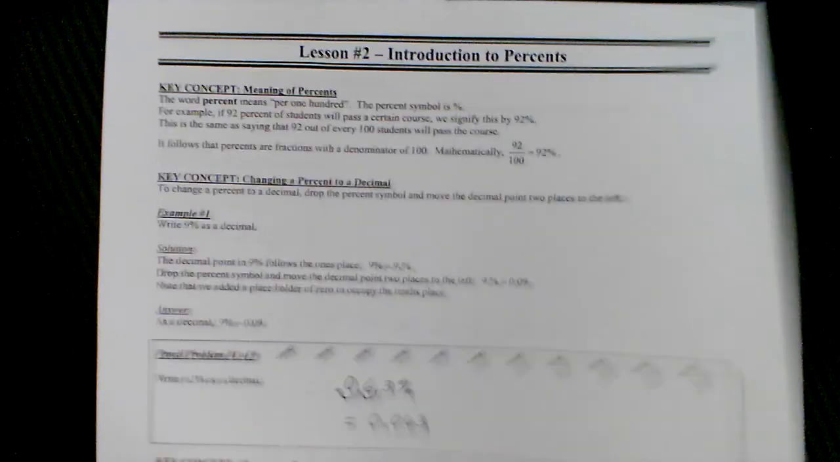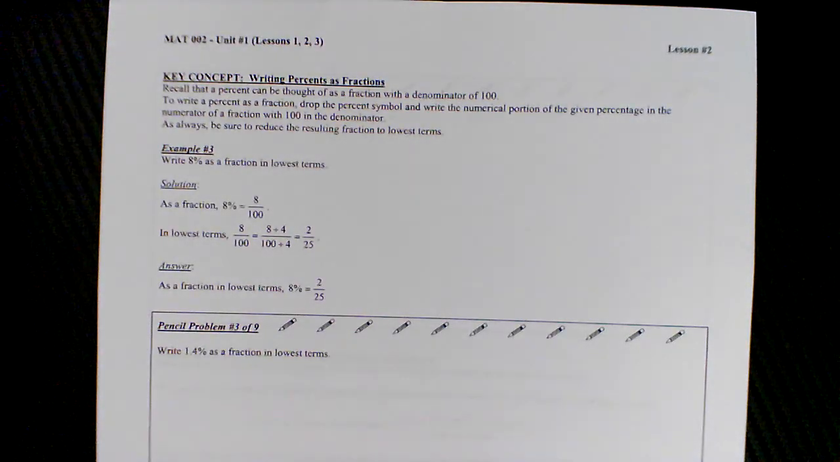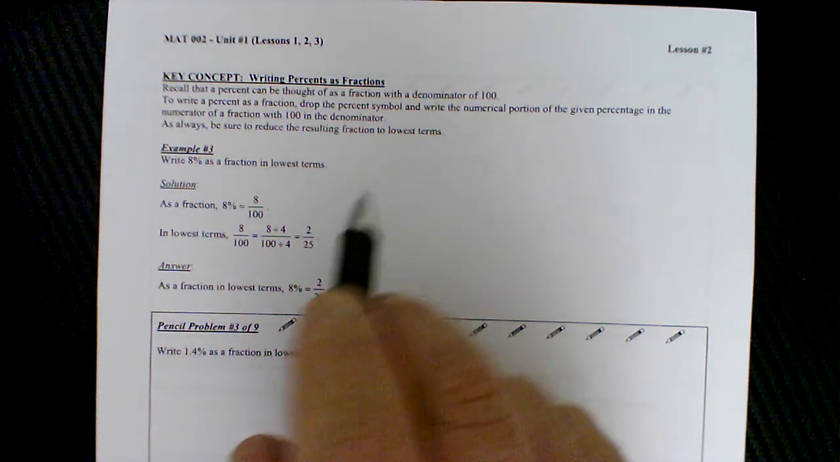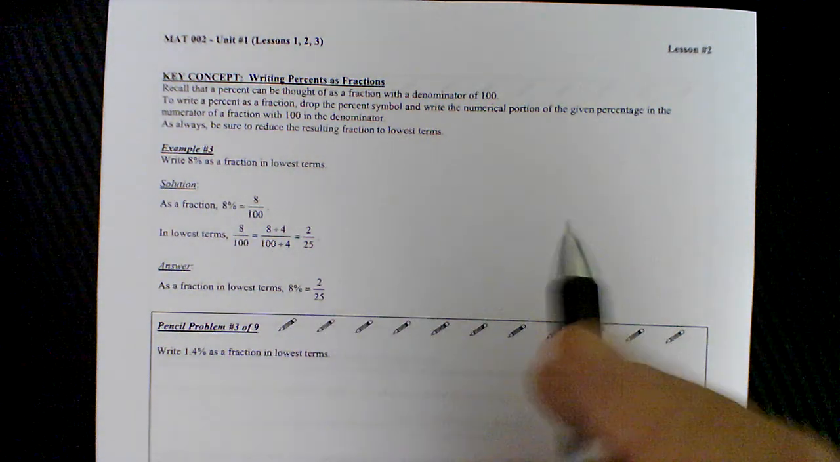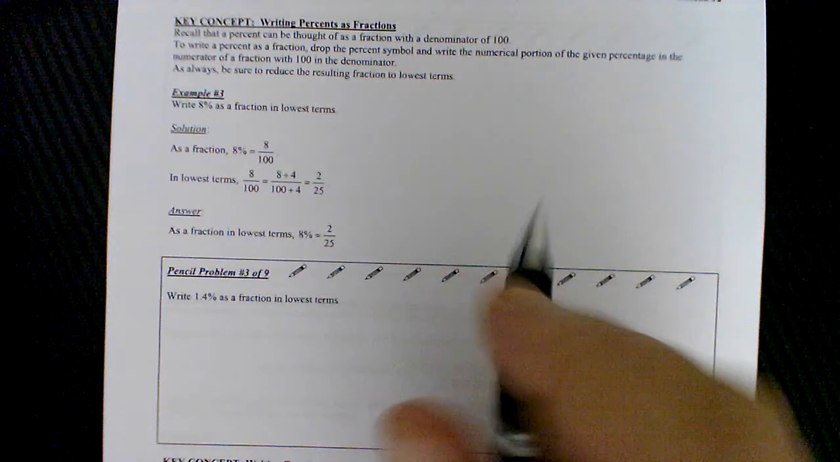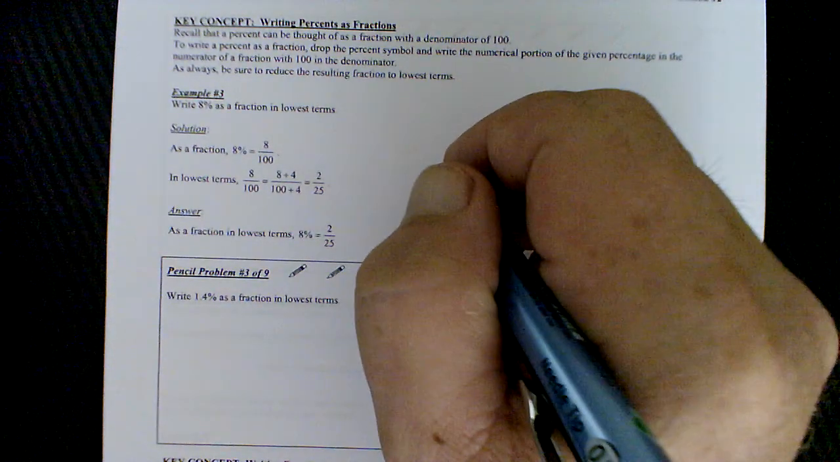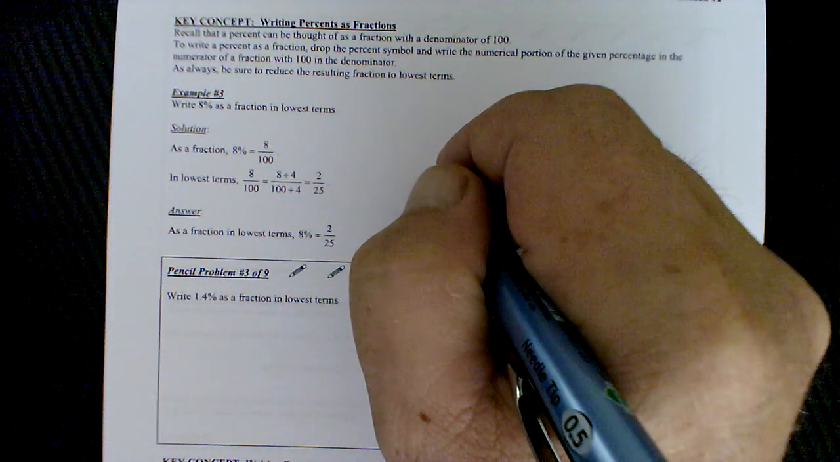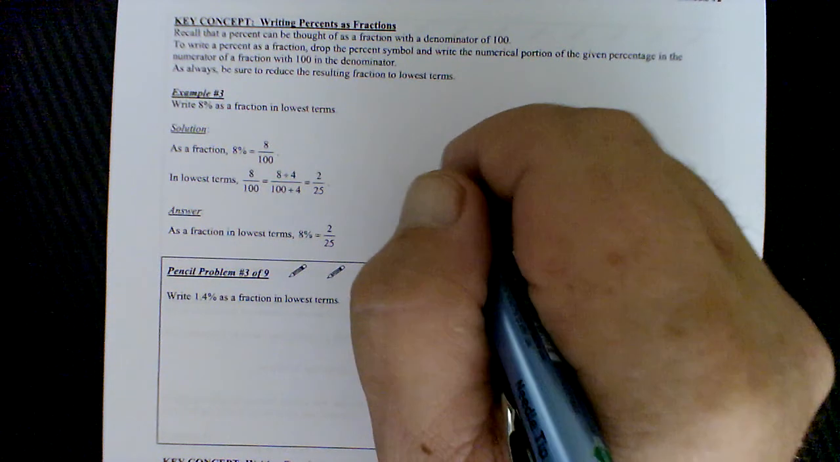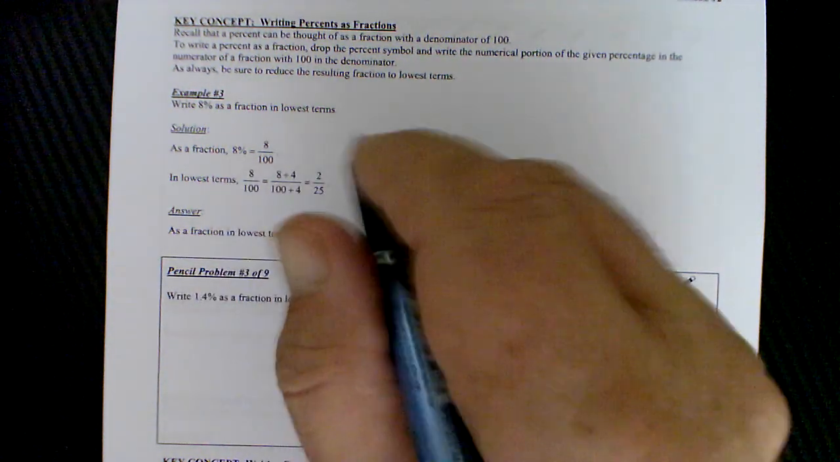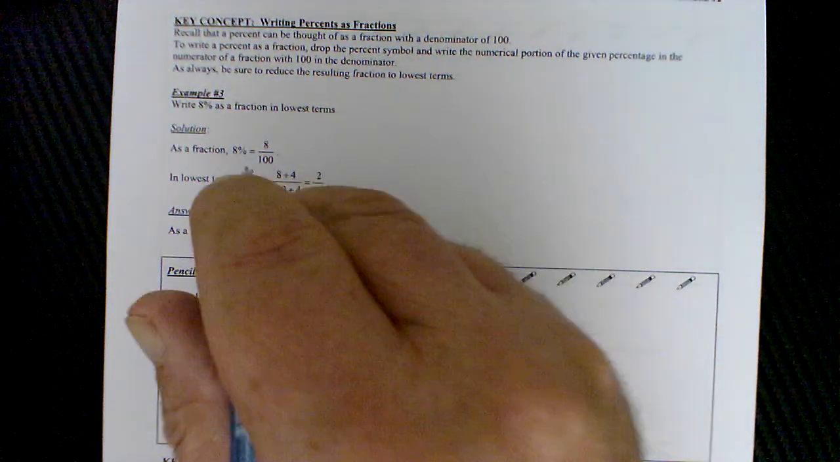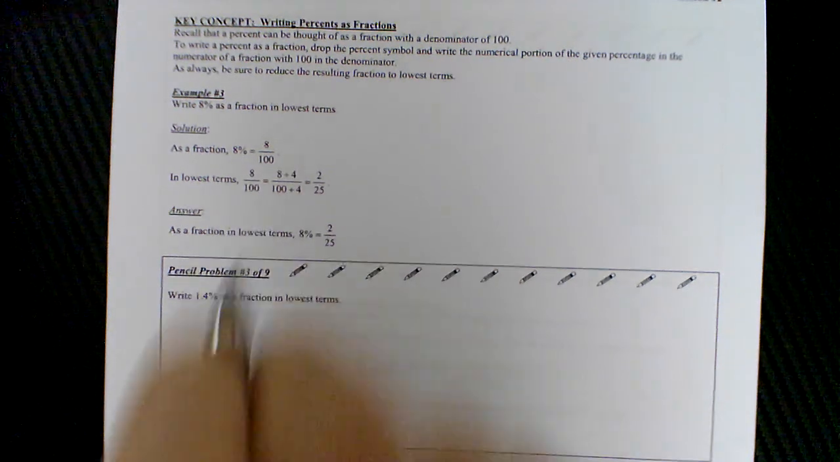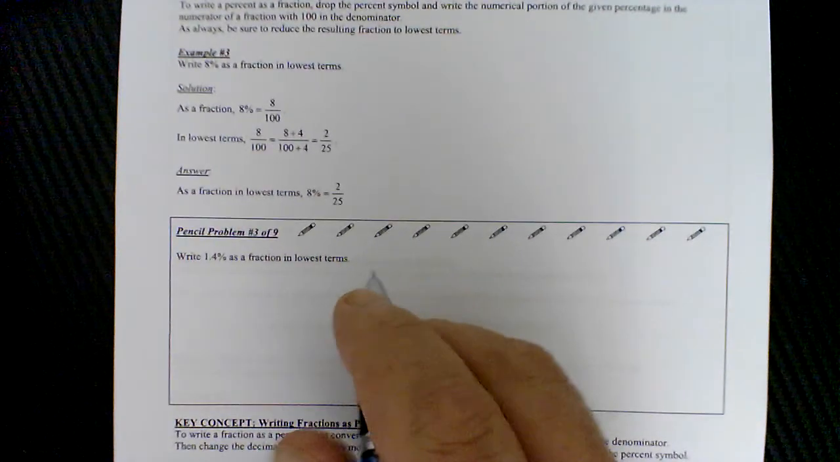Okay, next pencil problem. The key concept is writing percents as fractions. And so we can't go directly from a percent to a fraction. We first have to divide. So let's see here, if we go from a percent, we first have to write it as a fraction and then reduce it. So again, percent means per 100. So let's go to the pencil problem.